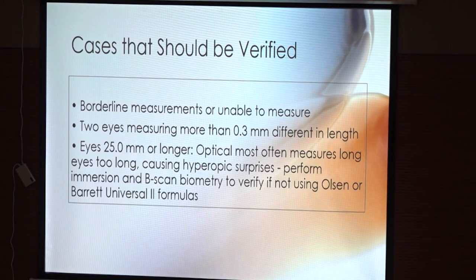The cases that should be verified are the borderline measurements, or when we are unable to measure, 2 eyes measuring more than 0.3 mm difference in axial length, and an eye that is 25 millimeters or longer. Optical biometry most often measures long eyes too long, causing hyperopic surprises. So we can perform immersion and B-scan biometry to verify if we are not using the latest generation formulas like Barrett Universal 2 or Olsen. Somebody who doesn't have that, we can repeat with the immersion or the B-scan biometry.